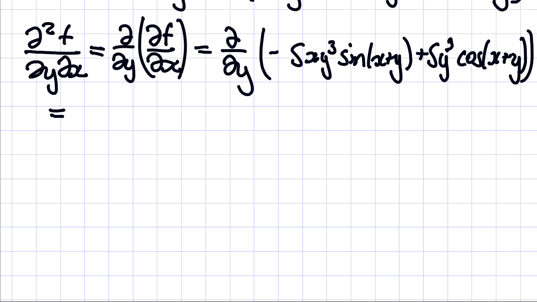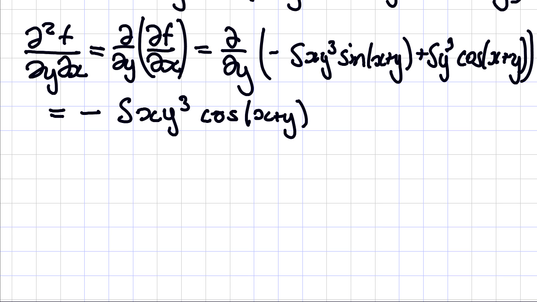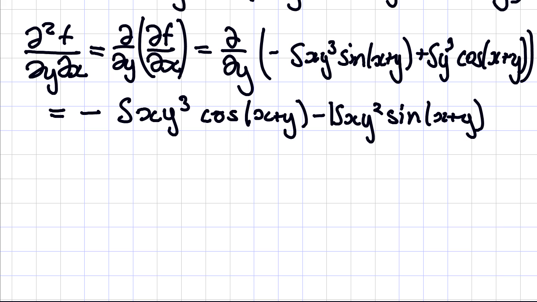So that gets me minus 5xy cubed, so that's u, and then dv dx gets me cos x plus y. And now I need to do v du dx. So we'll keep the sign. And now we calculate du dy. So that's going to give me minus 15xy squared. So that's the first term differentiated.